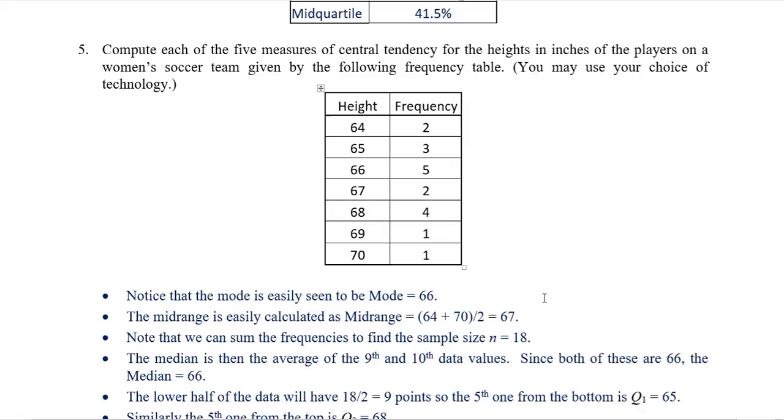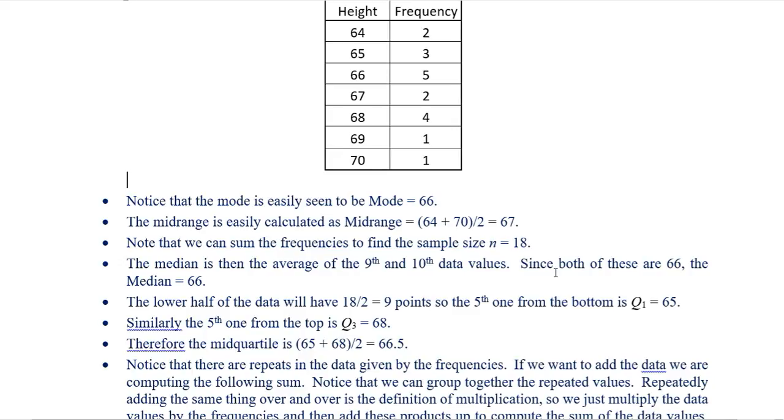The lower half of the data will have 9 points. So the 5th one from the bottom is the median, the Q1, which is 65, and the 5th one from the top, which is 68, will be the Q3. That's using the TI-84 method. And so the mid-quartile is halfway between those two. 65 plus 68 divided by 2 is 66.5.